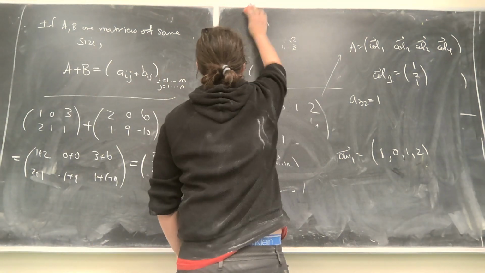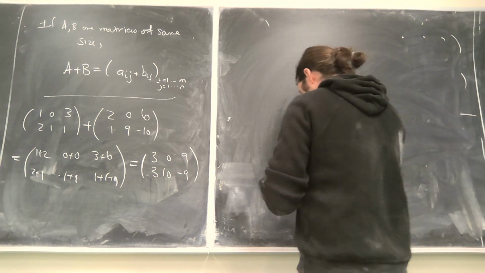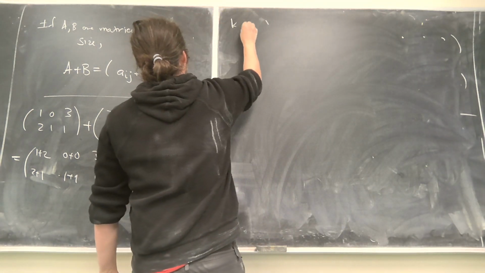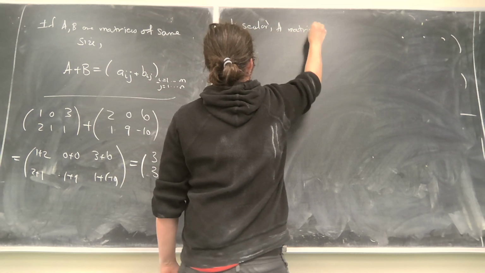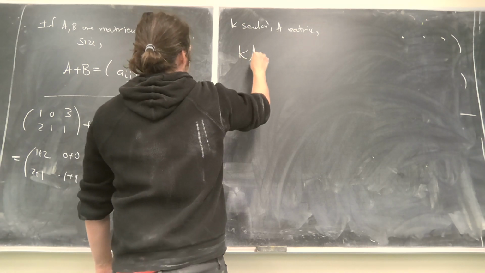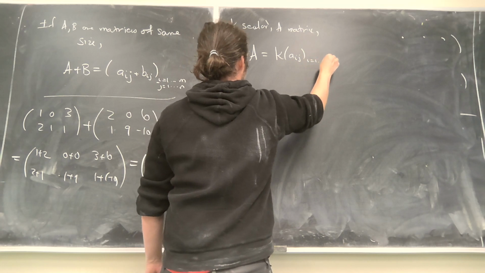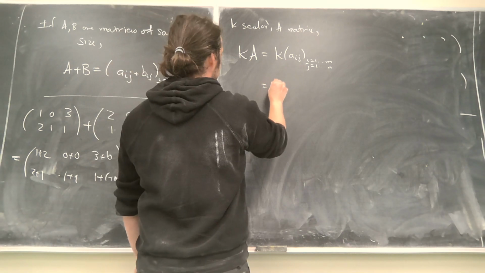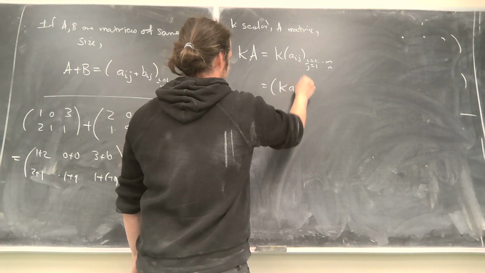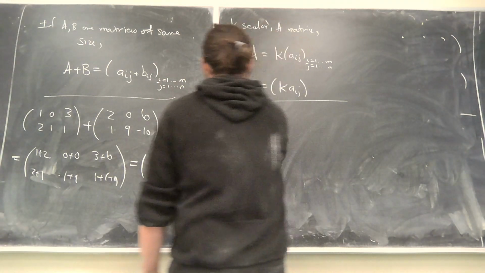So the other operation that we could do that relates to vectors is we can define what's called scalar multiplication, which everybody knows. So if k is a scalar, A is a matrix, then kA is the same as k times A_ij, where i goes from 1 to m, j goes from 1 to n. And the way you do scalar multiplication is you just put the scalar inside. So that's the abstract version of the rule. It's much less confusing to see it written out.